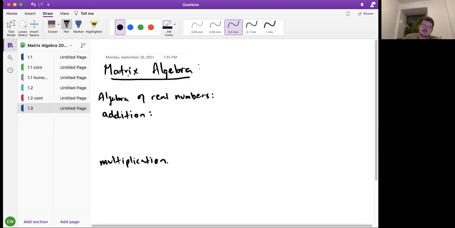Can someone remind me, when I say addition is commutative, what do I mean? So I have a plus b. What does that equal? I'm talking about addition, right? A plus b is equal to b plus a. Good.